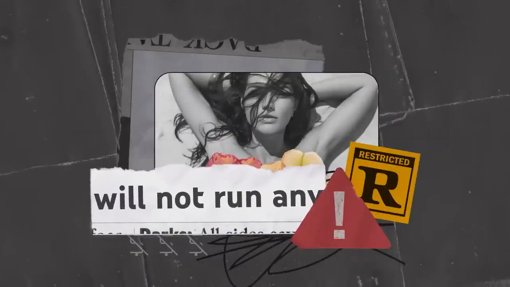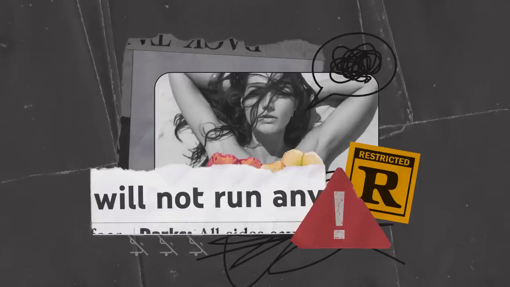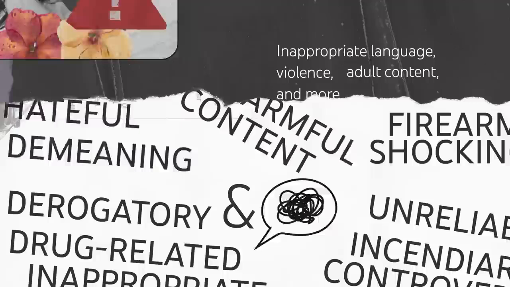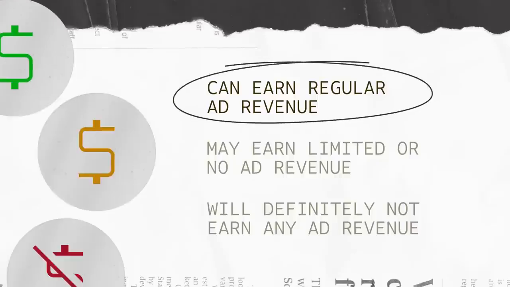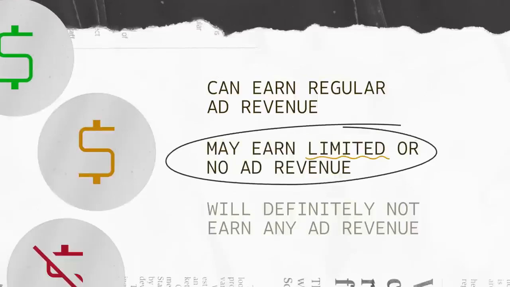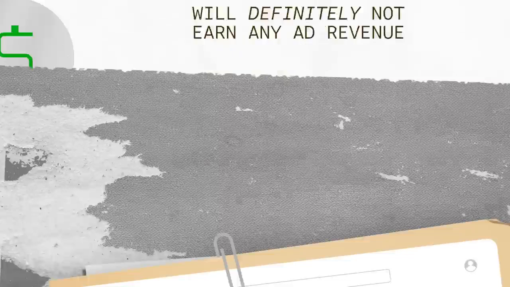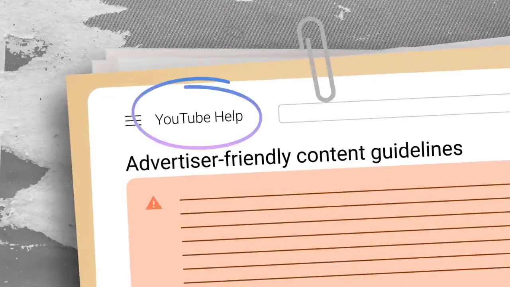Advertiser-friendly content is appropriate for most audiences, and there may be sensitive topics that impact advertiser friendliness, including things like inappropriate language, violence, adult content, and more. Each of these topics have ad guidance terms that indicate whether your content can earn regular ad revenue, may earn limited or no ad revenue, or will definitely not earn any ad revenue. So it's important to familiarize yourself with these policy details in our YouTube Help Center.